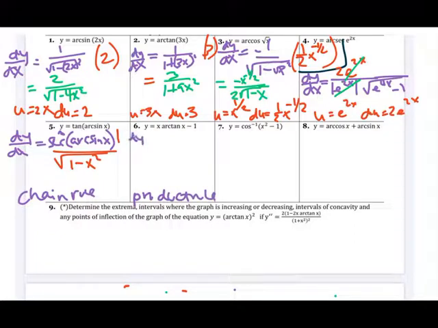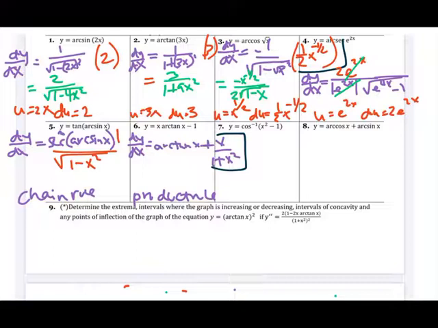On number 6, we're going to be using the product rule. So dy dx is going to equal the derivative of x, so arctan of x, plus x times the derivative of arctan, and the derivative of arctan is just 1 over 1 plus x squared.